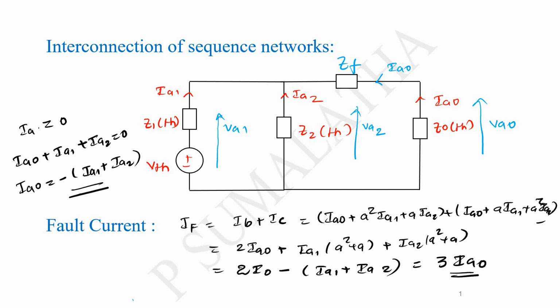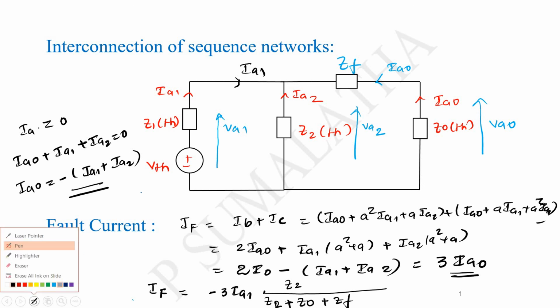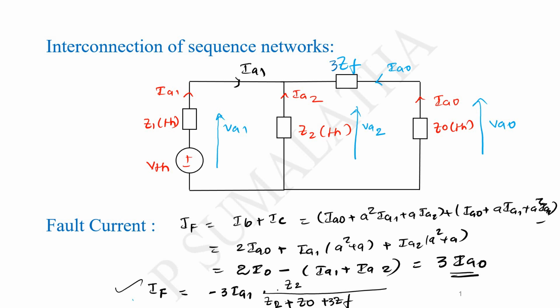So what is the formula for IA0? By using the current division rule, you can write fault current is equal to minus 3 times IA1 into the opposite branch impedance. We are finding the current IA0, that is Z2 divided by Z2 plus Z0 plus ZF. Sorry, this is 3ZF. So we have 3ZF here. Fault current is equal to minus 3 times IA1 into Z2 by Z2 plus Z0 plus 3ZF.